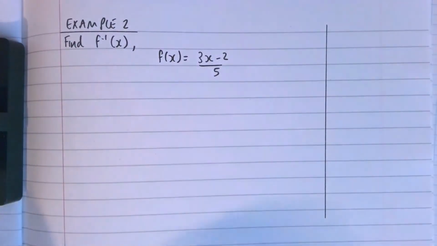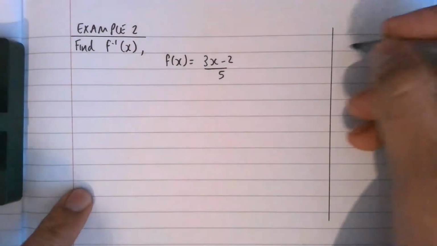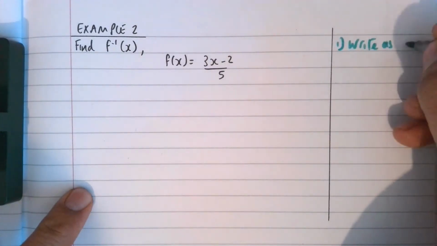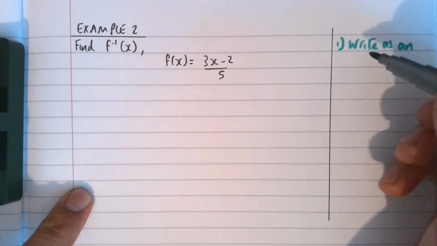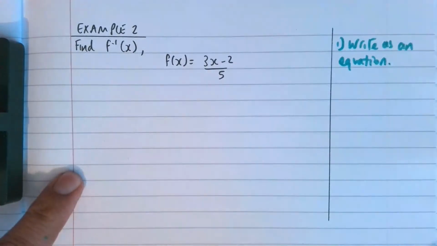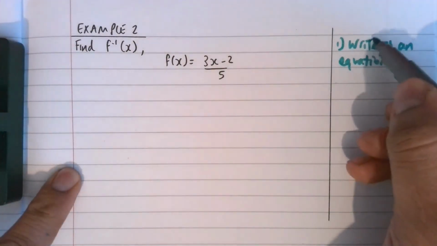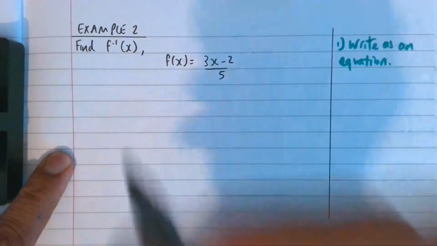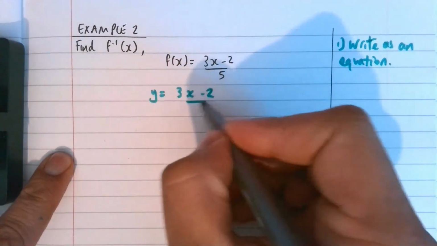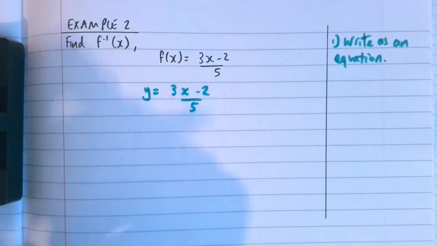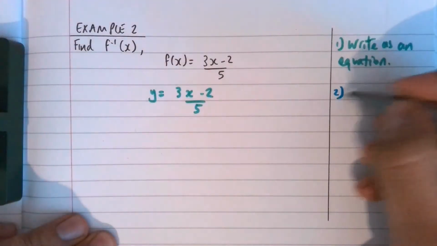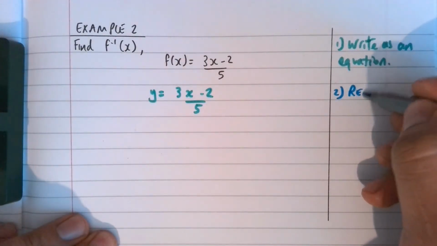For the second example, the function is a little bit more complicated, and so the steps involved with rearranging will be a little bit more than the previous example. But we're going to start by writing that function as an equation. So y equals 3x minus 2 all over 5. And then we're going to go through our steps to rearrange for x. That's going to be step number 2. Rearranging. Now, our goal is to make x the subject.